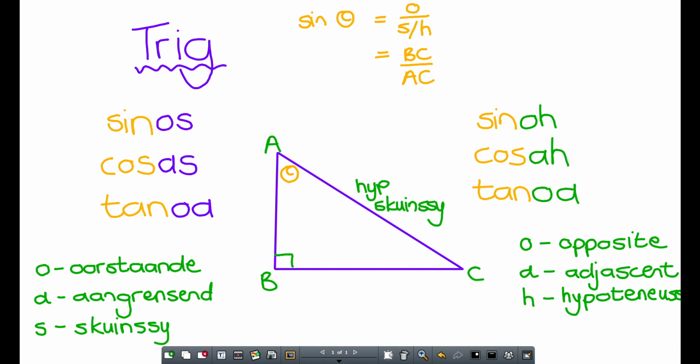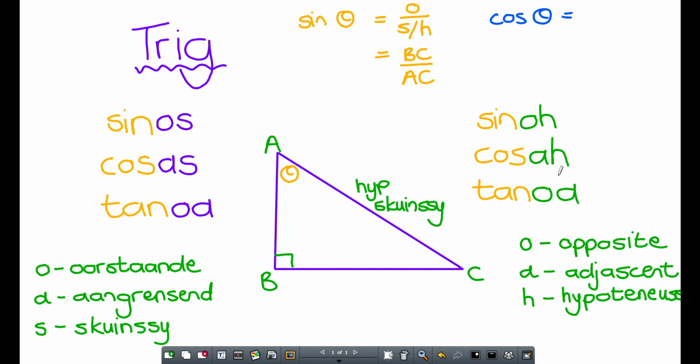Alright, maar jy moet net weet, wanneer ons werk met sin, cos of tan, we are now busy with trig ratios. Ek gaan nie daai volle woord probeer sê nie. Trigonometriese. Okay, so we are finding an unknown side, usually. Nee? Goed. So, kom ons kry gou vir cos theta. Okay, so cos theta, what do we use when we work with cos? Kyk gou daarso. We need adjacent over hypotenuse.